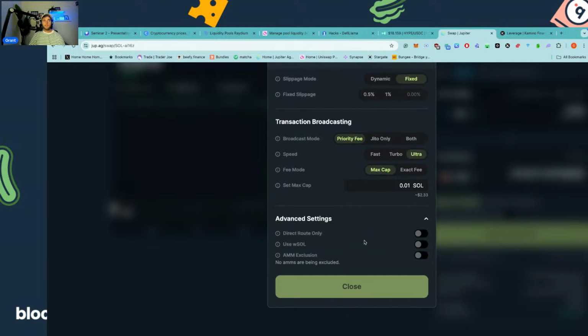So then you've got some more advanced settings down here that you don't necessarily need to use. Direct route only is you do not want to use multiple liquidity pools. Think about it like, as I say, we're on Jupiter. It's a DEX aggregator, so it can source liquidity from Raydium. It can source it from Orca. It can source it from Meteora. If you want to go direct route only, I don't necessarily know why you'd want to do that, but you can kind of toggle that on. It will work. You can use Rapsol or AMM exclusion, where you can only choose to go through something like an order book DEX like Meteora.